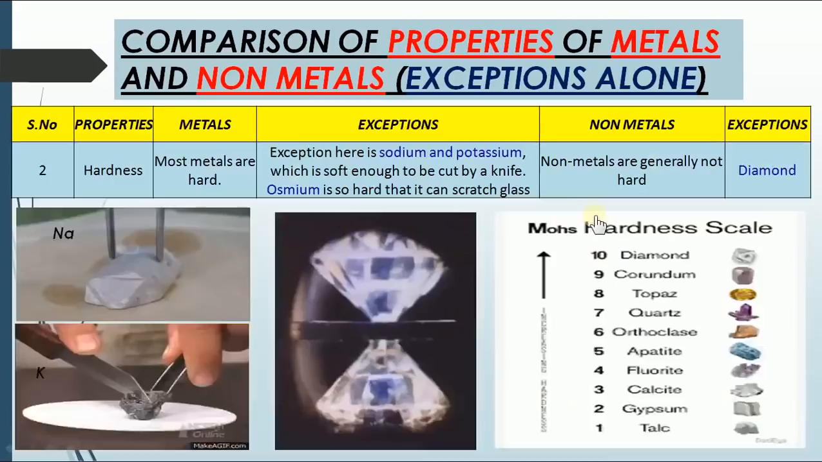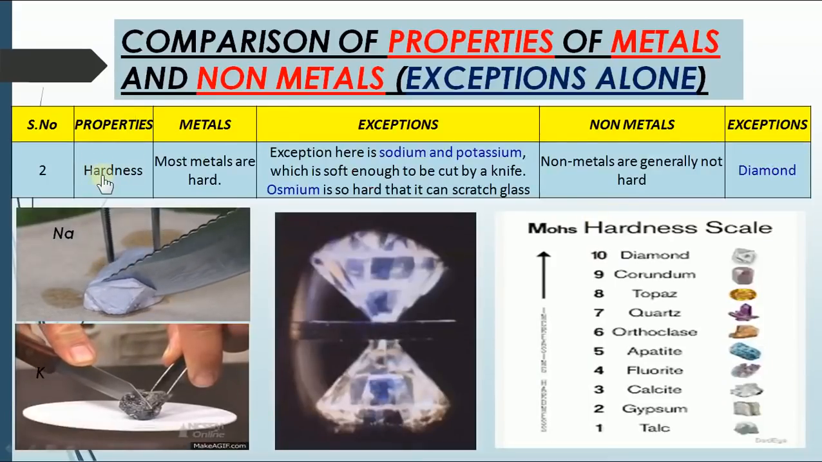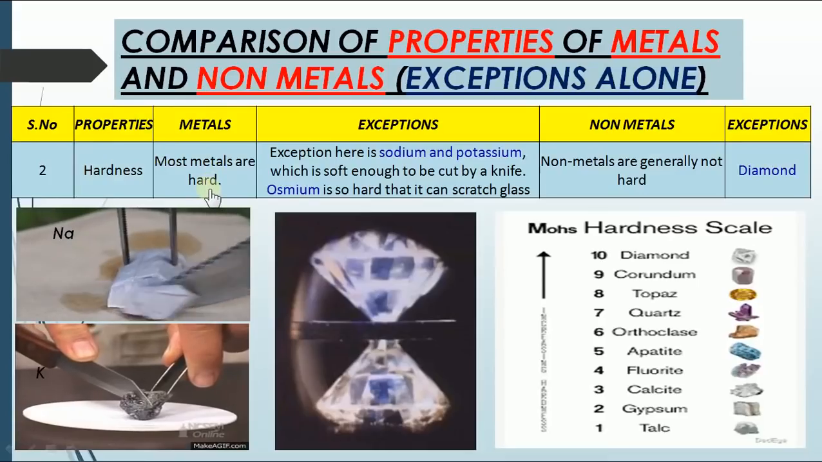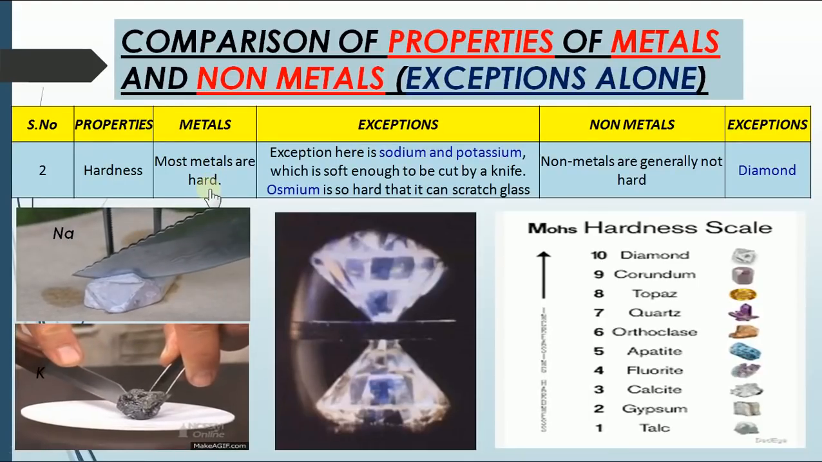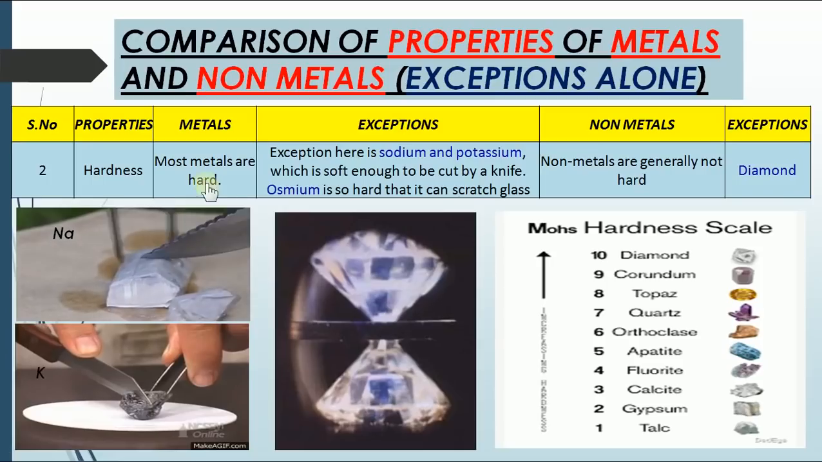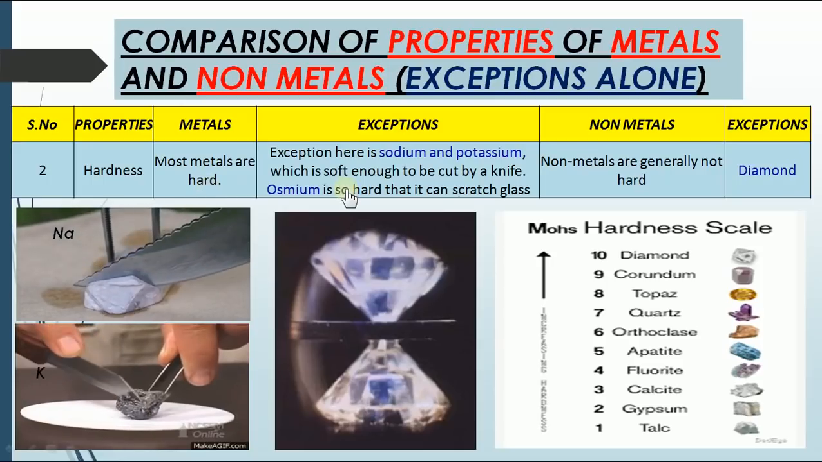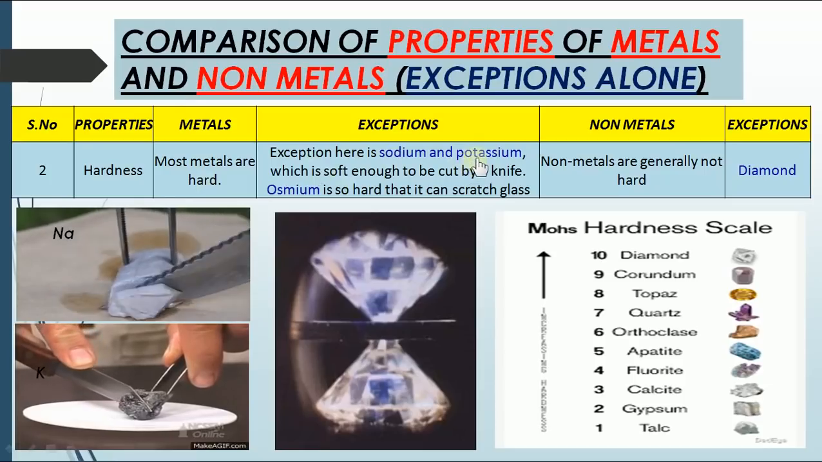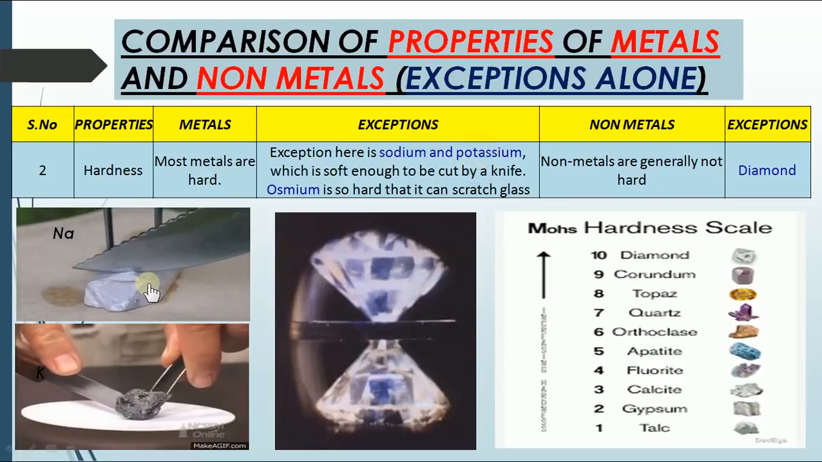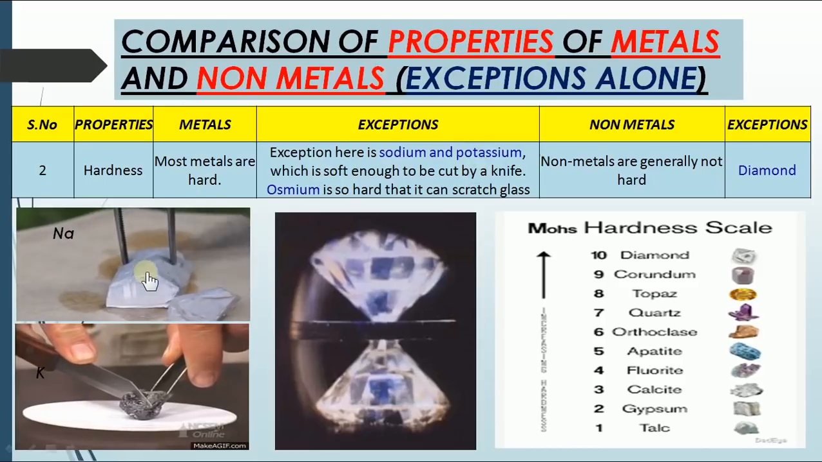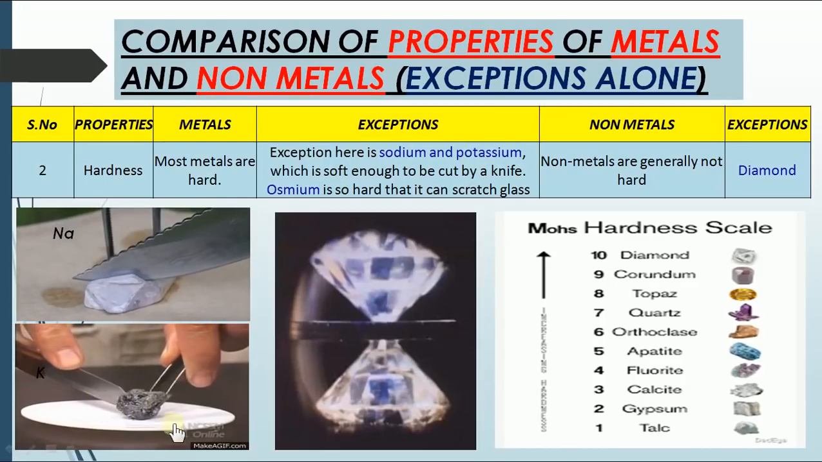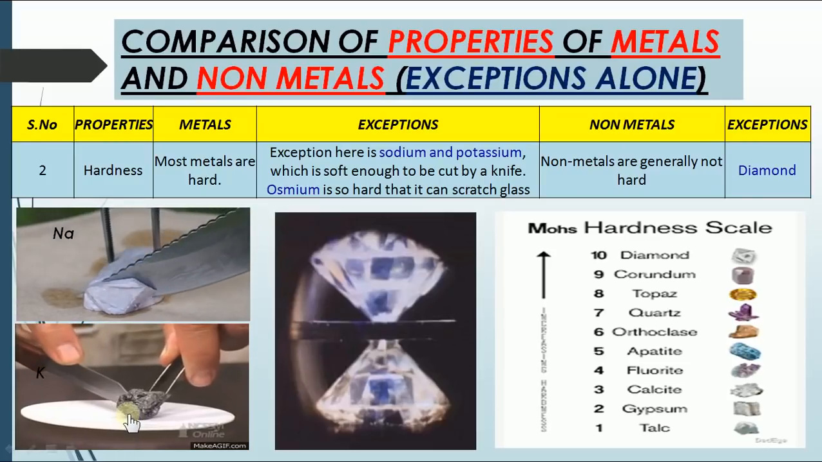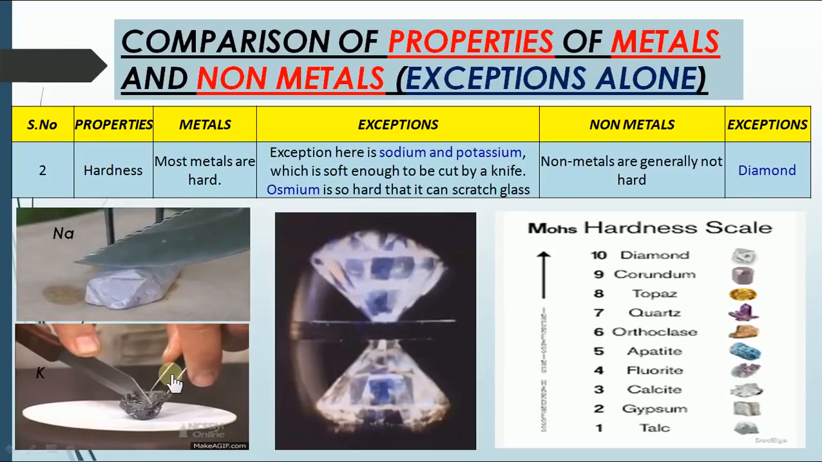The next property is hardness. Metals are usually hard. Definitely yes, because if you want to break them, we cannot break them easily, right? But there are some exceptions. The exceptions here are sodium and potassium. Sodium and potassium you can easily cut with a knife. You could see the picture here. The sodium can be cut easily with a knife, and even potassium you can easily cut with a knife. That indicates they are soft. Unlike other metals, they are very, very soft.